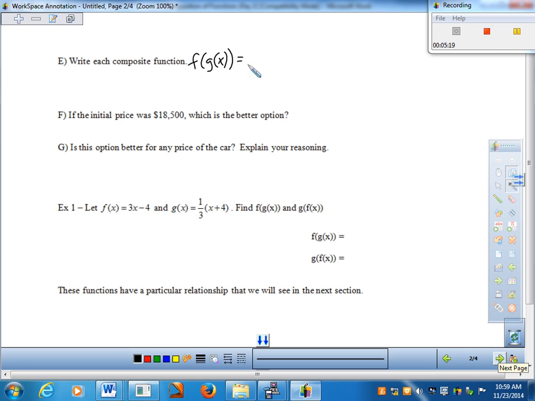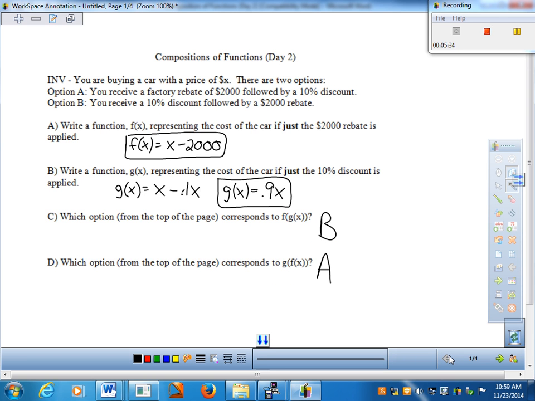All right, so 0.9x minus 2,000. That's option B. And then the other one, g composed of f of x, which is option A. Let's just see that play out. So g composed of f of x. So let's see, here's f of x, everybody. So that's this piece right here.